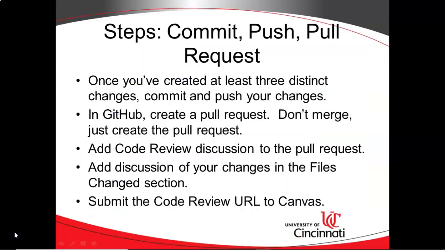And this will take us just about into the home stretch of our conversation on how to do the pull request. So you've committed 3 distinct changes, and that means not repeating changes. Commit and push your changes. In GitHub, create the pull request. Don't merge it, just create the pull request. Add the code review discussion and rationale to the pull request as I just showed you. Add the discussion of changes in the files changed section.